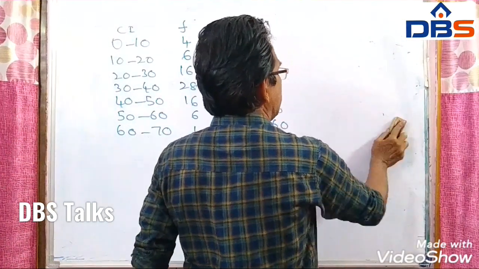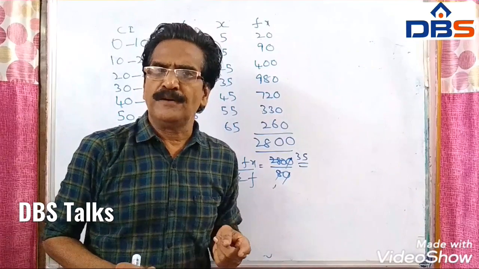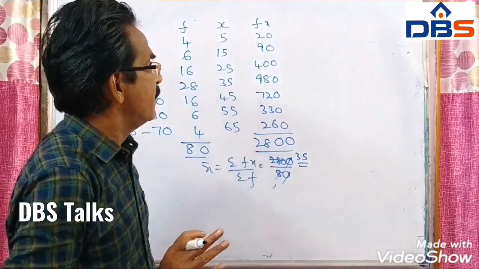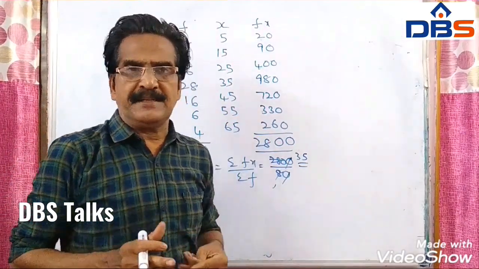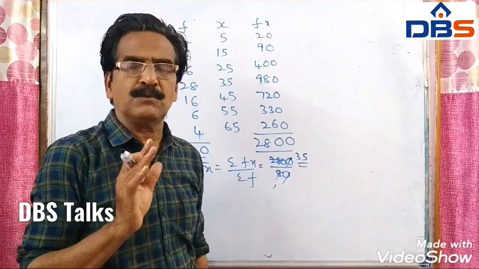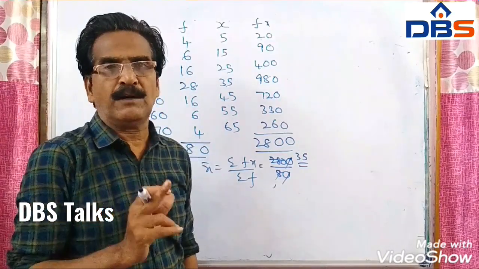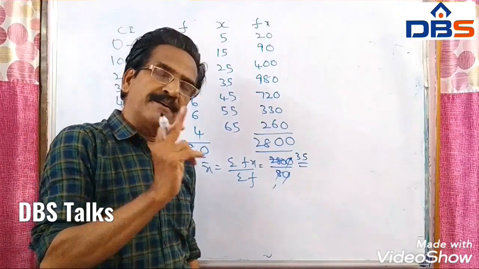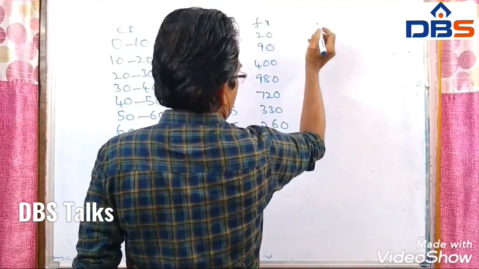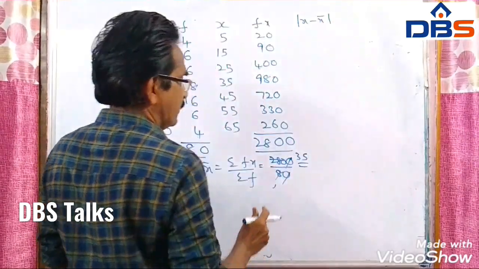Sometimes you may be asked to find the mean of the data. Then your answer is 35, and here your answer finishes. But here we have to find the mean deviation. Mean deviation for grouped data is equal to sigma f into mod x minus x bar by sigma f. So we have to find mod x minus x bar, and f into mod x minus x bar.